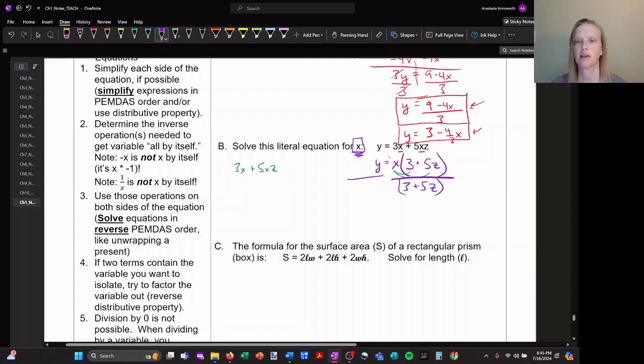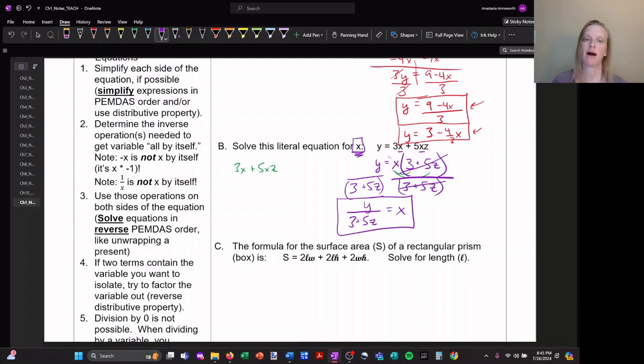But whatever I do to one side of the equation, I have to do to the other side, 3 plus 5z. And what I'm left with, even though it's a huge division problem, it cancels out. X equals y over 3 plus 5z. And that's my answer. I have rearranged the literal equation so that x is all by itself on one side.